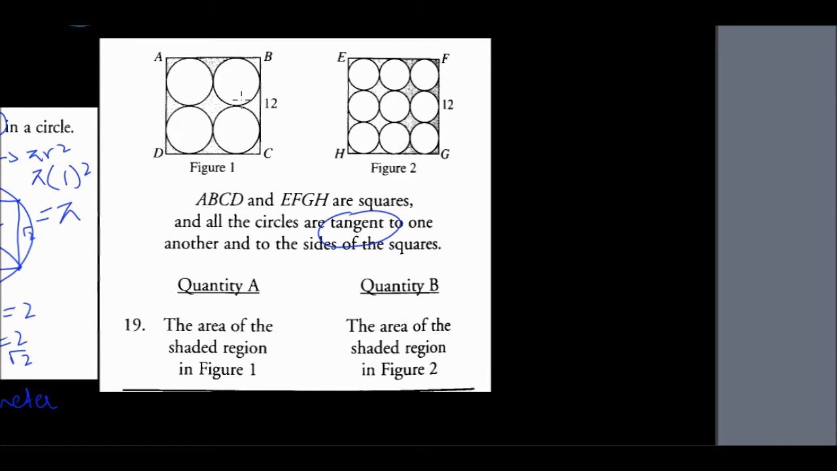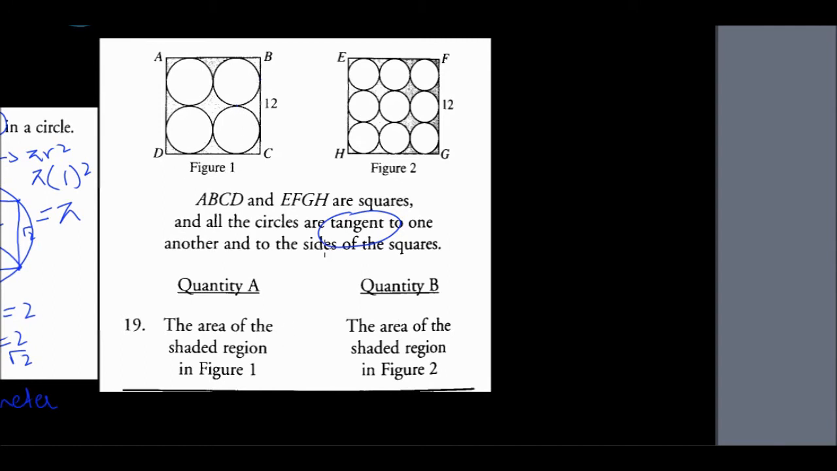Tangent means that the circles, like this circle and this circle, touch at only one point. Two figures that are touching at only one point are tangent to each other. And the circle is also tangent to the square, which means right over here, it's touching the square at only one point. So the circles are tangent to each other, and they're tangent to the square.